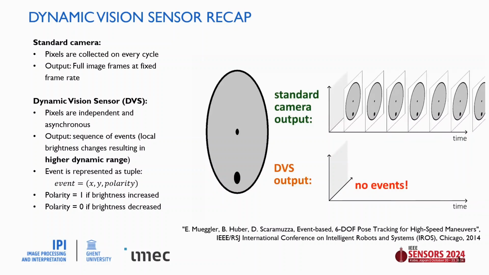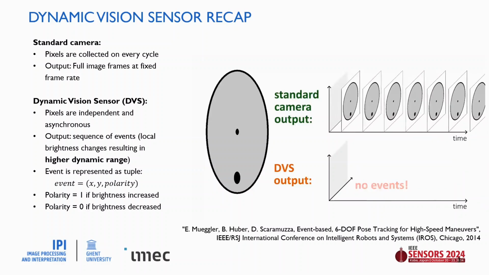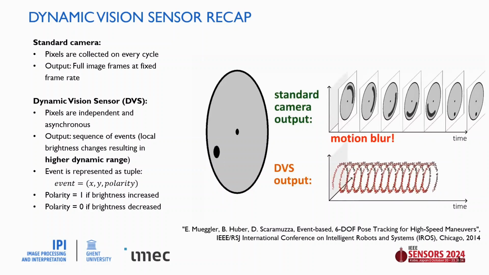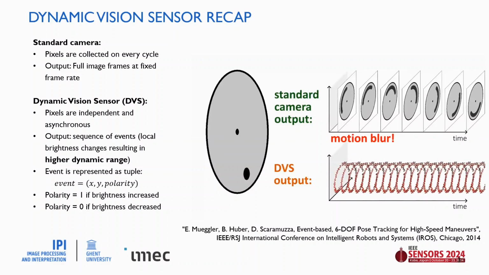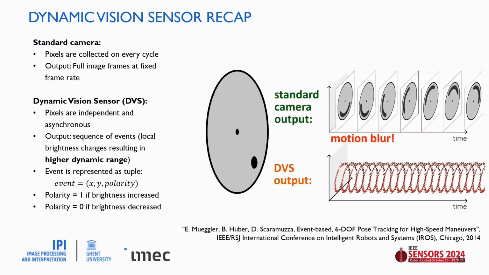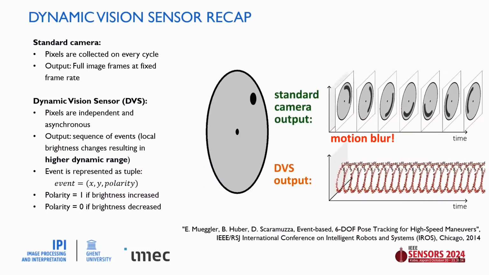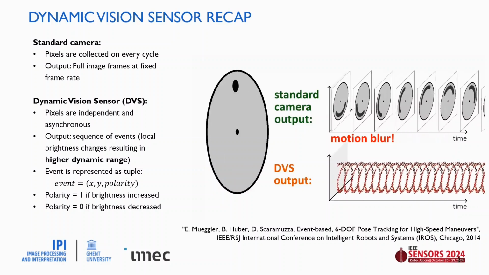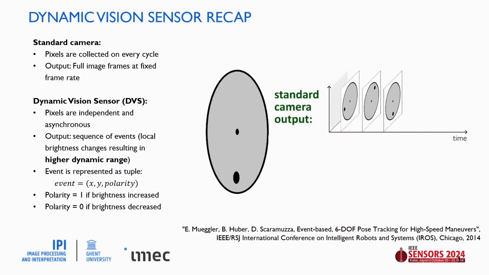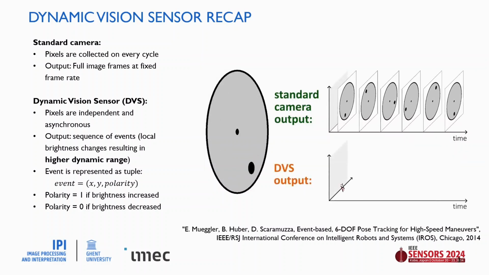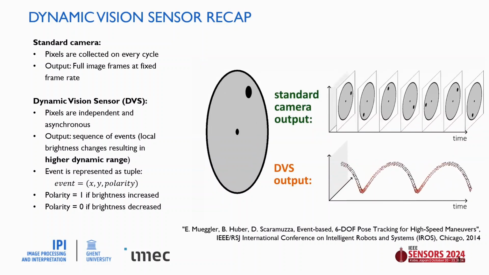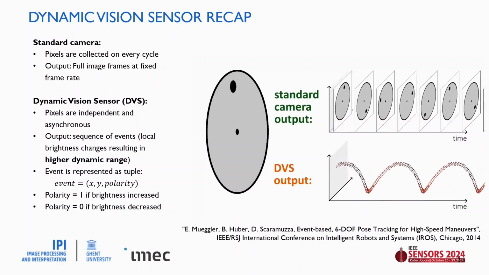So each event is represented as a pixel. It has a pixel location in XY, and it also has a polarity attribute which indicates 1 if the brightness has increased, or 0 if the brightness has decreased. So you see here in the example that the standard RGB camera would suffer from motion blur when there is a lot of change in the scene, and the DVS would just output more events without losing accuracy.